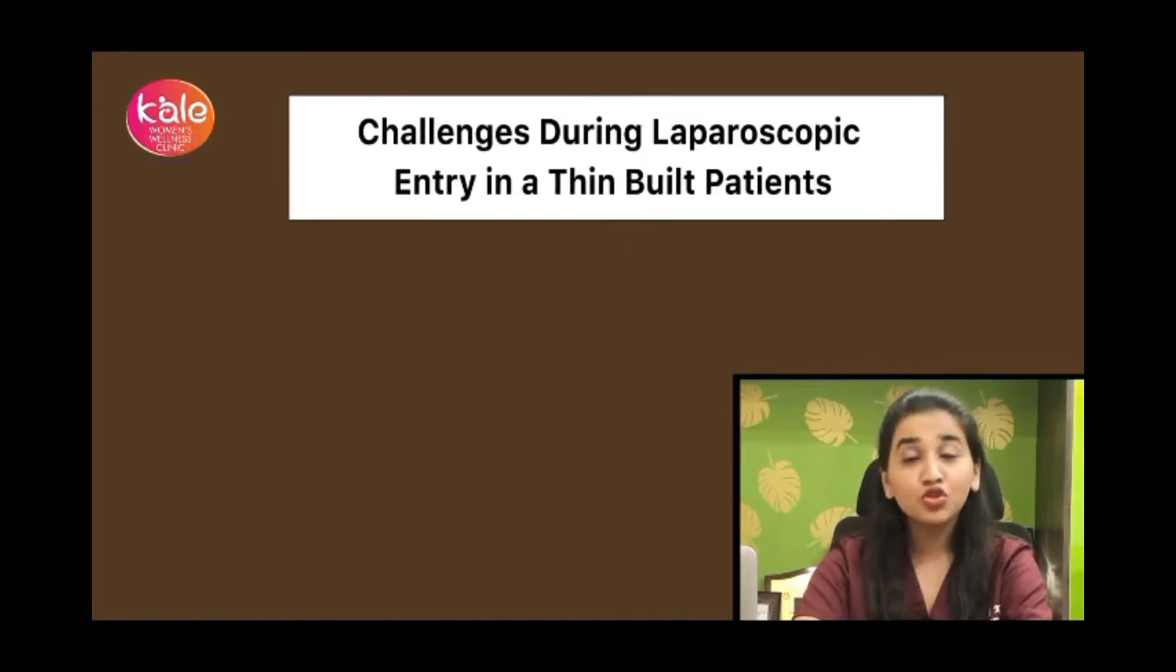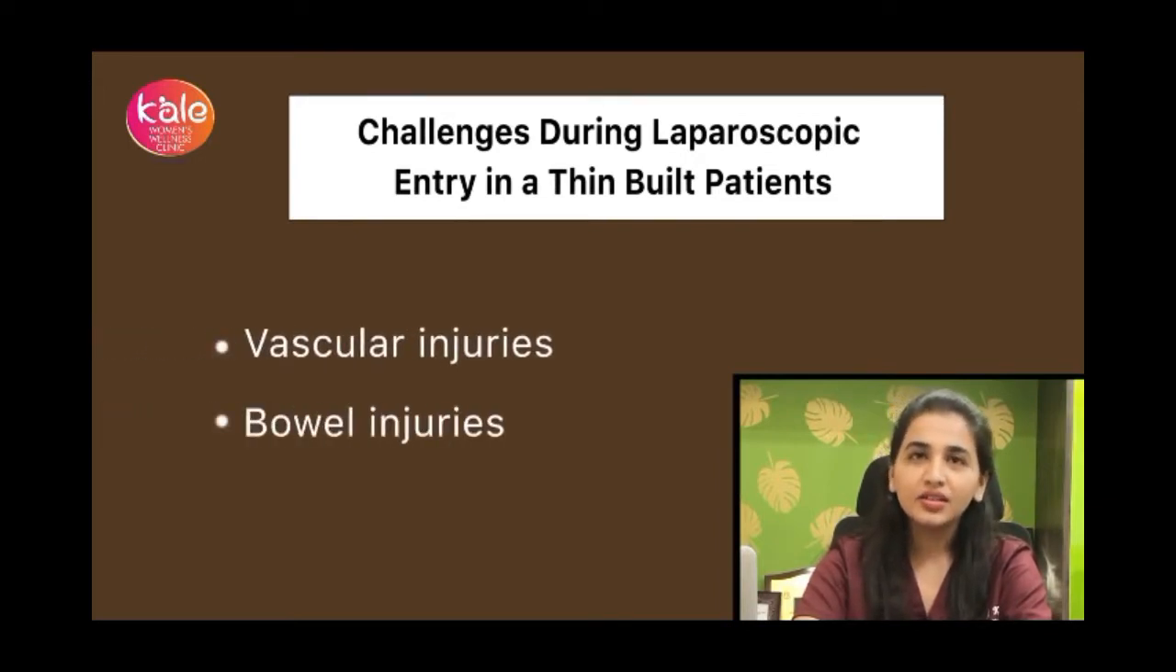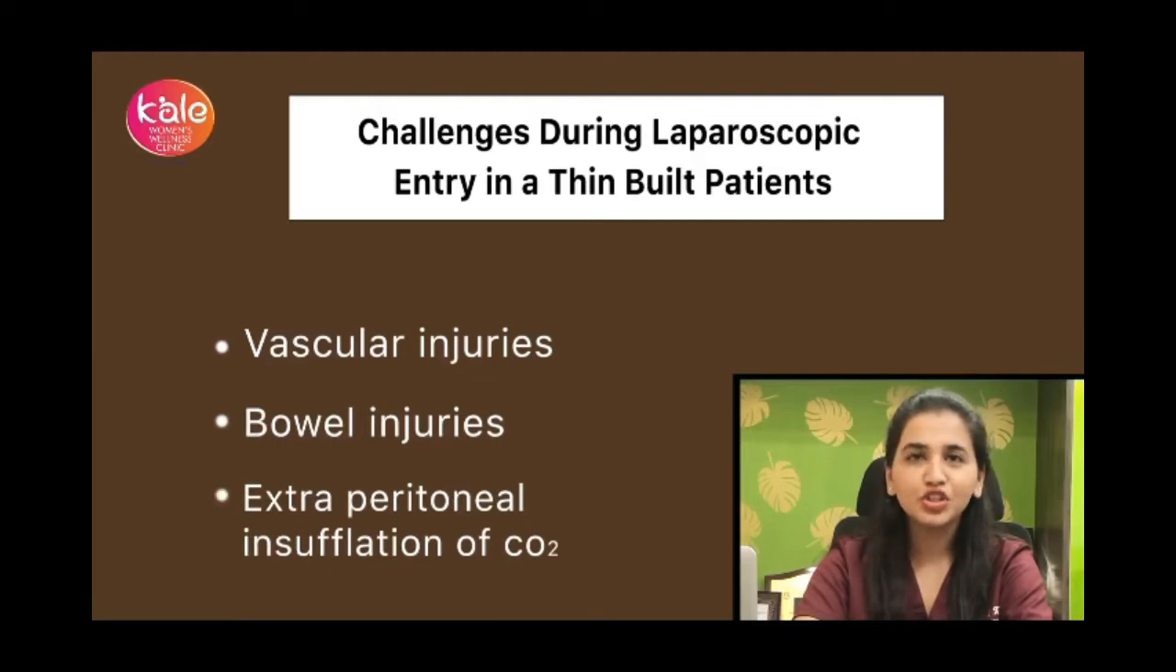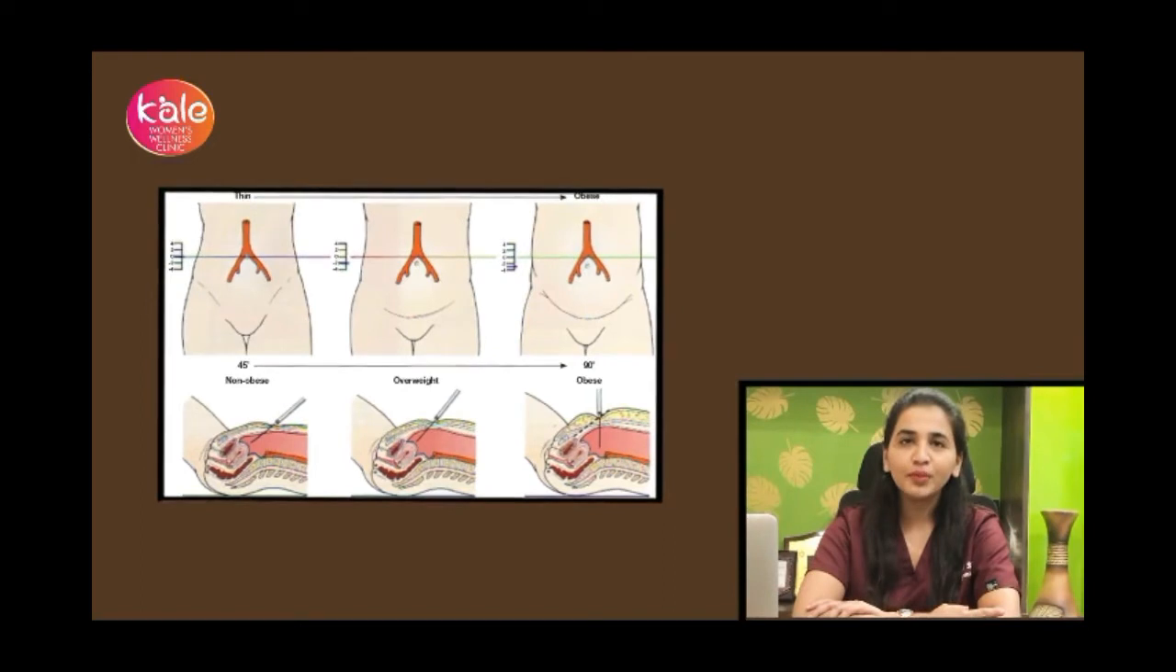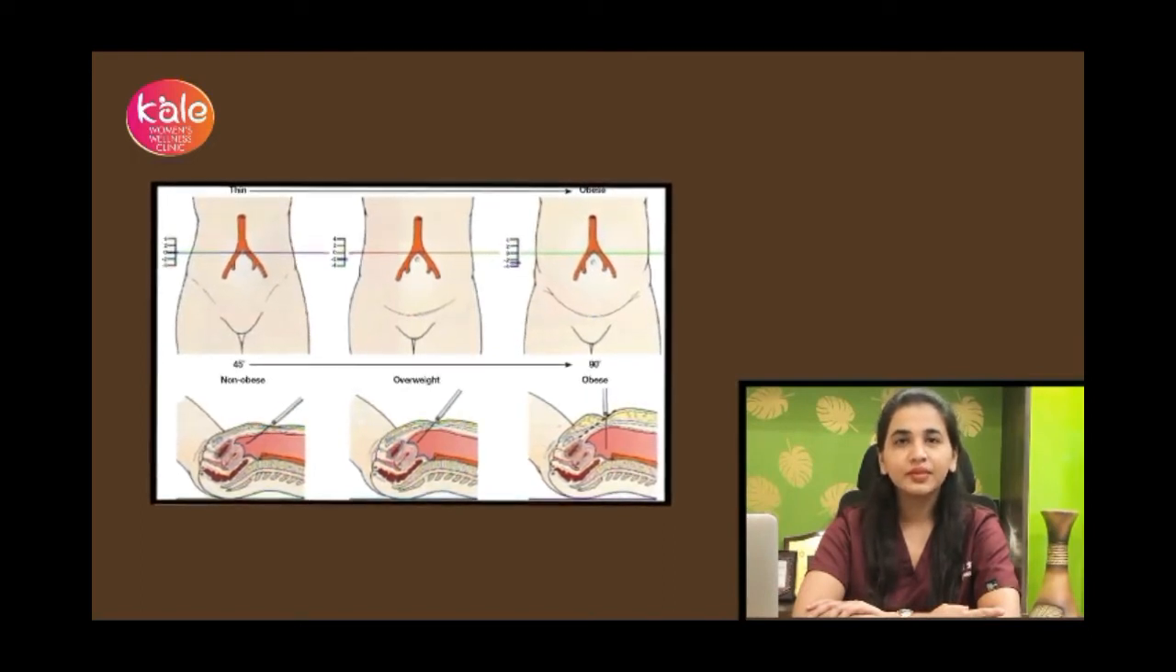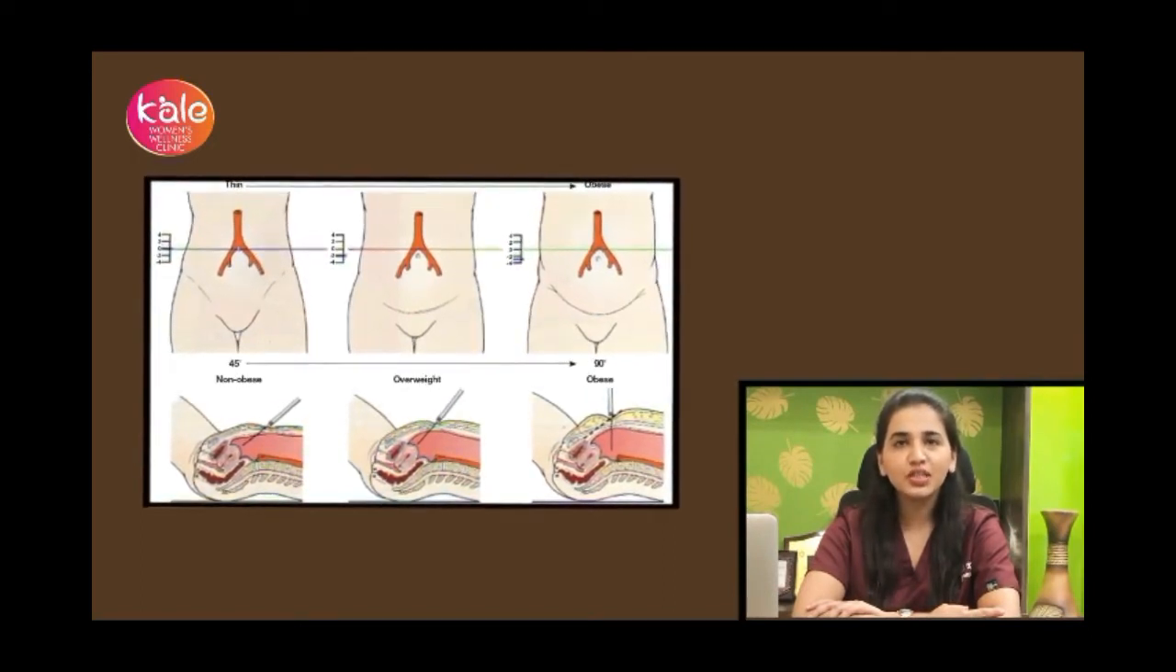The first and most dreaded complication is vascular injuries. Second is bowel injuries. And third is extraperitoneal insufflation of CO2. Vascular injuries are so common in thin patients. This is because of the close proximity of abdominal wall and retroperitoneal structures. The major vessels like distal aorta and right common iliac artery lie just 2 cm below the umbilicus.